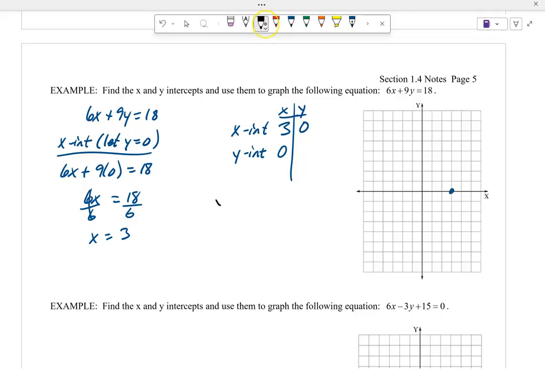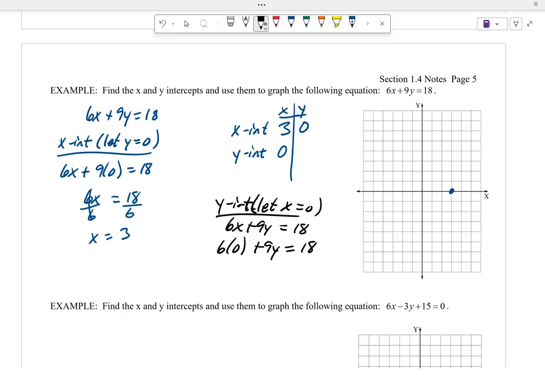Now let's do our y-intercept by letting x be 0 this time. Let x be 0. So we get 0 plus 9y is 9y. Divide both sides by 9. 18 over 9 is 2. So 0 comma 2 is our y-intercept. And now it looks like we can draw the line going through those 2 points.